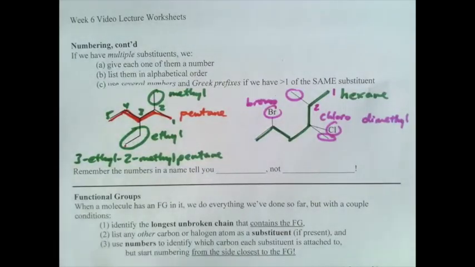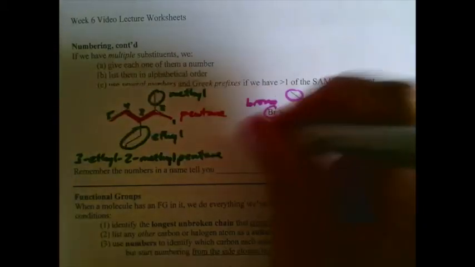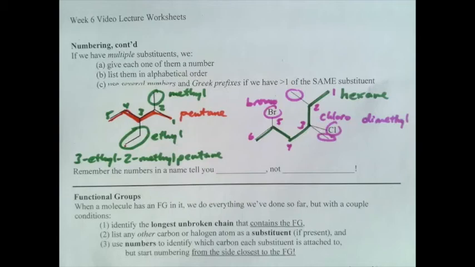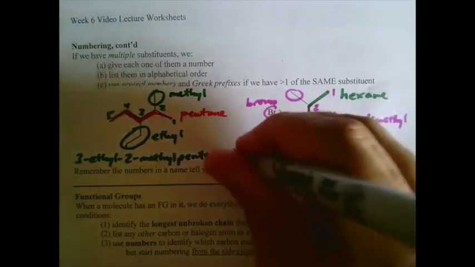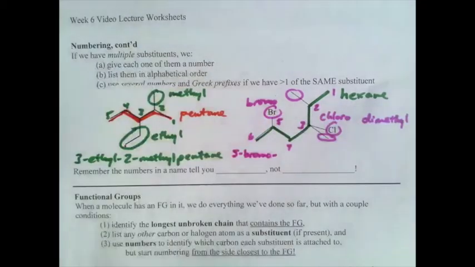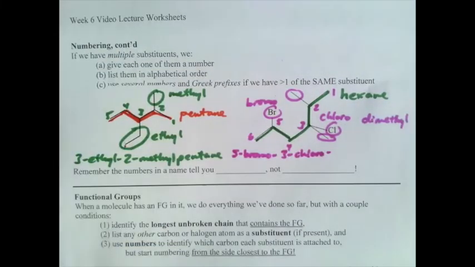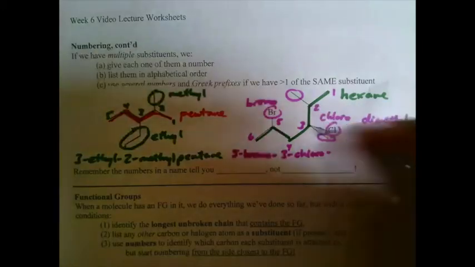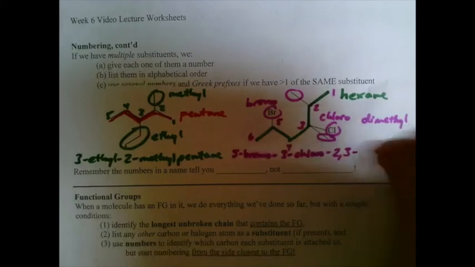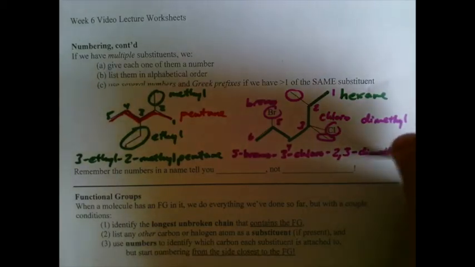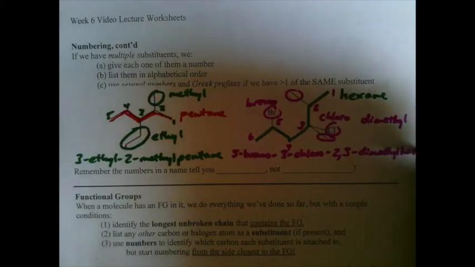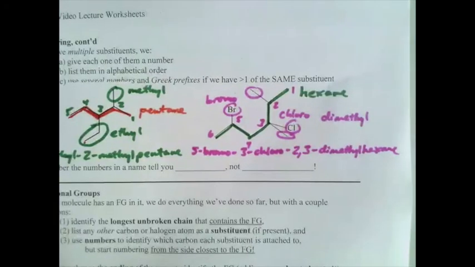So that's going to mean that my first methyl group is on carbon 2. My second methyl group and my chloro are both on carbon 3. And my bromine, my bromo, is on carbon 6. So putting all of this together, again, going in alphabetical order, bromo is the first thing, so 5-bromo, followed by chloro, 3-chloro, and then the 2 methyl groups, and those are at carbons 2 and 3. So we'll write that as 2,3-dimethylhexane. And I've run out of room, but here we go. There's the end of that name.